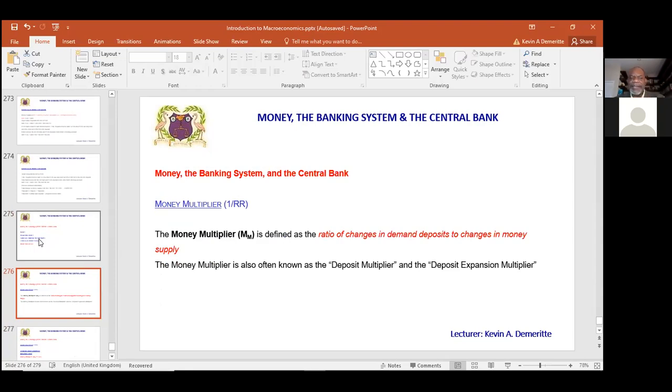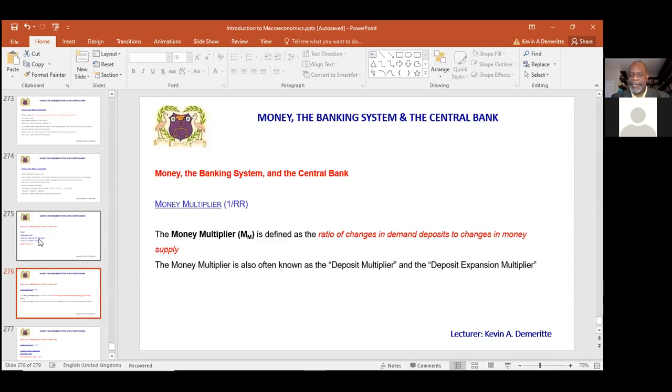The money multiplier, by definition, and folks, I have 7 o'clock. I may have to, anyway, we'll see.